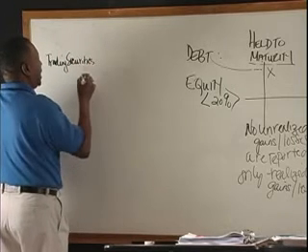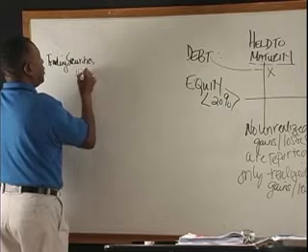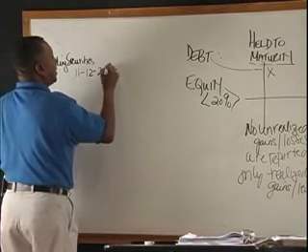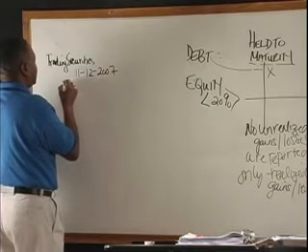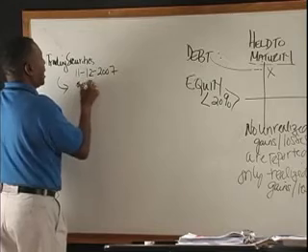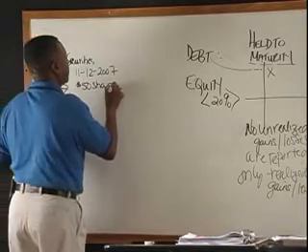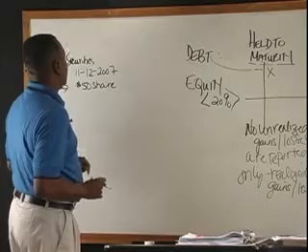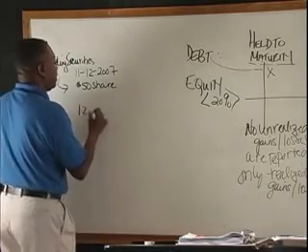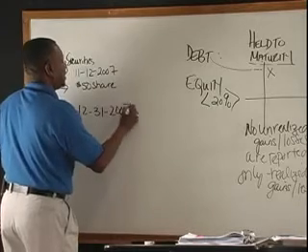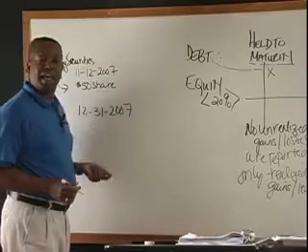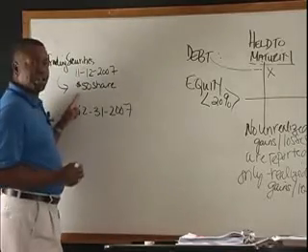I purchase it on November 12th, 2007 for $50 per share. Okay? Now, let's suppose that on December 31st, 2007, the price of this trading security is $70 per share.